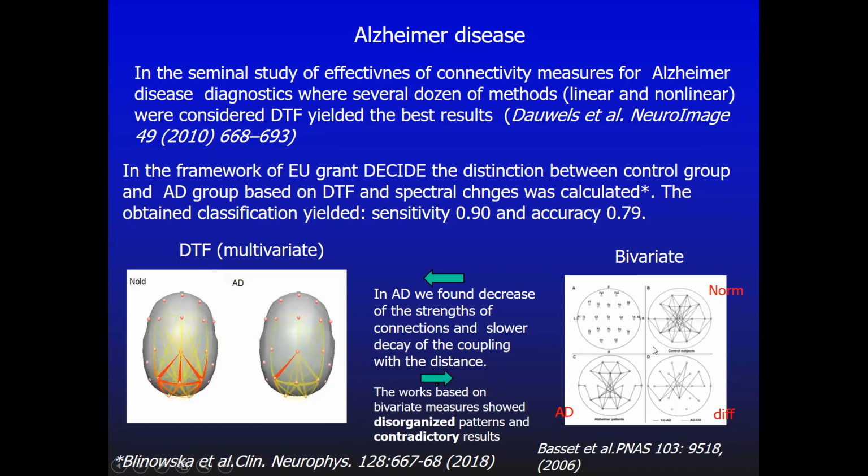Now, a lot of bivariate methods were used also for assessing connectivity in Alzheimer's disease. I'll just show one. Here it's connectivity for the norm. Here it is for Alzheimer's disease, and this is the difference. So why is it so difficult to explain? In fact, the works based on bivariate measures show disorganized patterns, and in fact quite contradictory results.